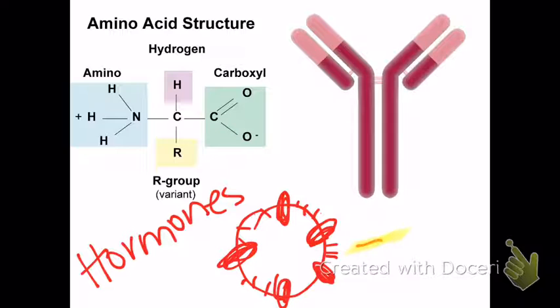Now, what is an enzyme? An enzyme is just a protein that has a specific job. For example, the protein amylase in your mouth helps with digestion of carbs. So amylase is a protein or enzyme that breaks down carbohydrates. So I would say the proteins are the doers. They're the workers.